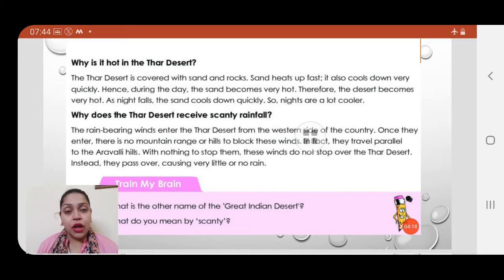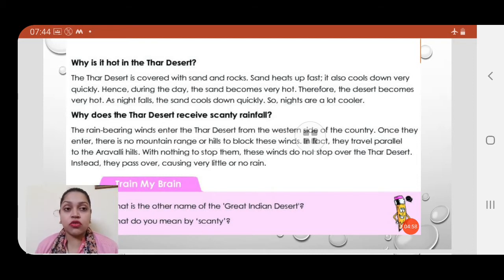Our next topic: why does the Thar Desert receive scanty rainfall? This is also a very good question. The rain-bearing winds enter the Thar Desert from the western side of the country. The winds that carry rains enter from the west, and once they enter, there is no mountain range or hills to block these winds. In fact, they travel parallel to the Aravalli hills with nothing to stop them.